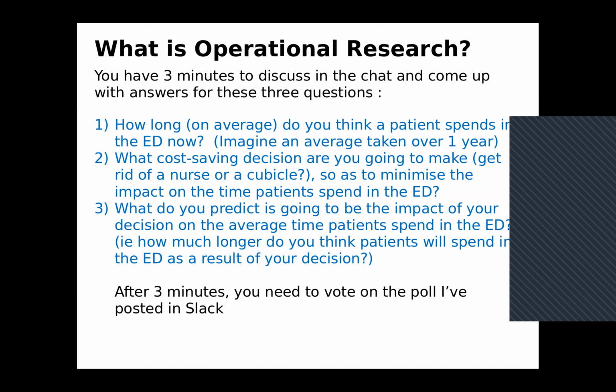So you're going to get rid of a nurse or a cubicle. Now, remember, both will solve your problem, but you're wanting to minimize the negative impact, which would be patients spending longer in your emergency department. So you want to make the decision that you think will have the least impact on patients spending longer in the department. And then I want you to say what you predict is going to be the impact of your decision on the average time.